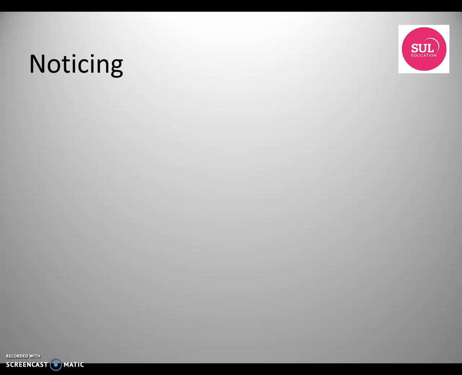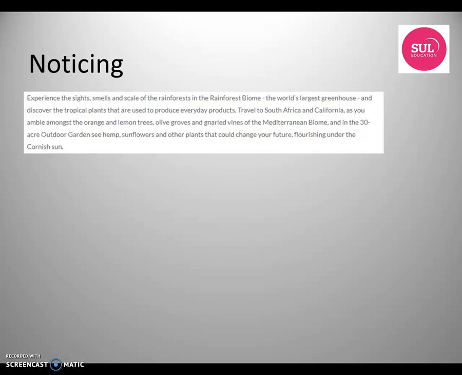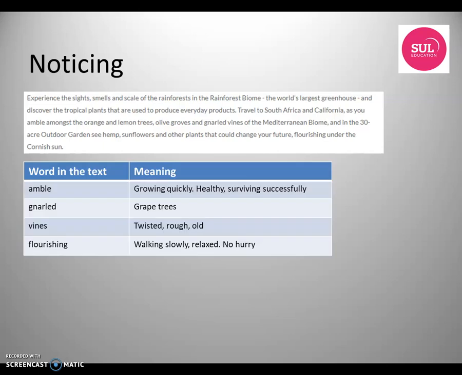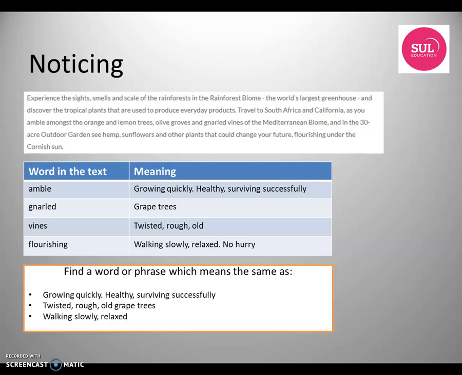More noticing activities. Again, with our text from the Eden Project. Take the words that you think that they will have trouble with and give the definitions, but mix them up. So, ambling, walking slowly, relaxed, no hurry. Or you can make it a little bit more difficult. You can ask students to find a word or a phrase which means the same as, and get them to try themselves. In this way, they're cognitively engaging with the text, and they'll be noticing the new words.